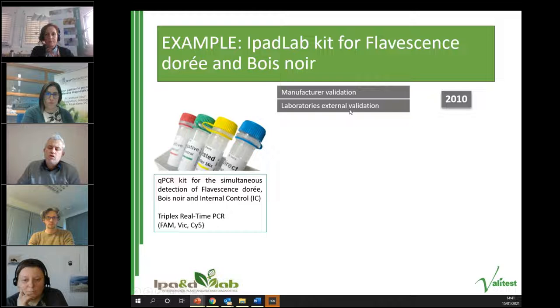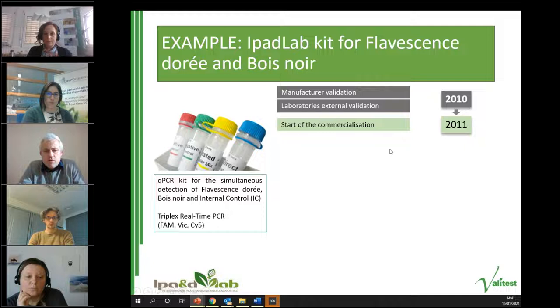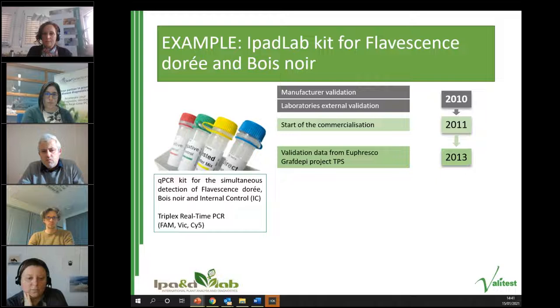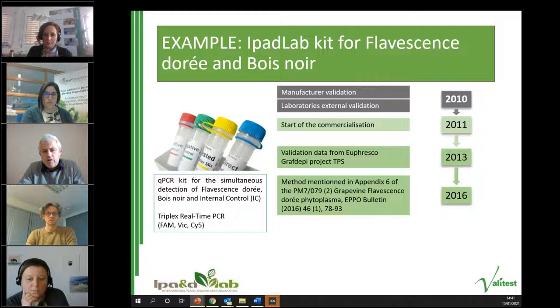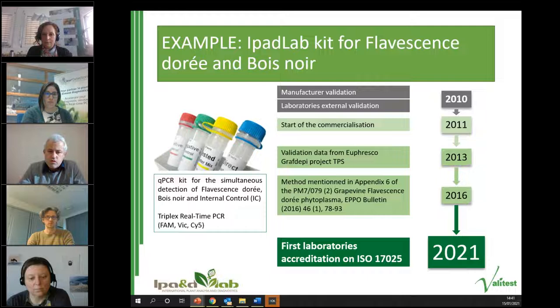Then in 2011, we started the commercialization, and 2 years after, some validation data came out, generated from the Fresco Graph DP project TPS, that permitted the protocol, the method, to be mentioned in the PM7 of EPPO on grapevine flavescence dorée in 2016. And finally, this year, some laboratories will be the first to use this kit for accreditation on ISO 17025. This is only to show you how long the whole procedure can be, from the development of a new kit to finally the use of this kit in ISO laboratories. And that's it. And I will pass to Marta Santos.